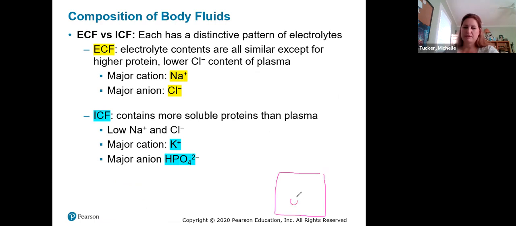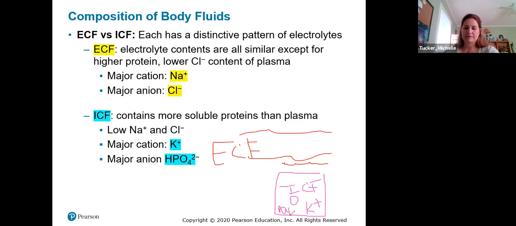So we have our cells, and then we have our plasma and the interstitial fluid. This is the extracellular fluid compartment, and this is the intracellular fluid compartment. Inside the cell, in this intracellular fluid compartment, the main cation is potassium. The main anion is phosphate.